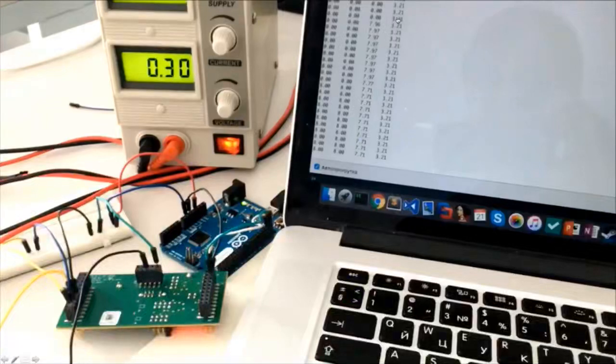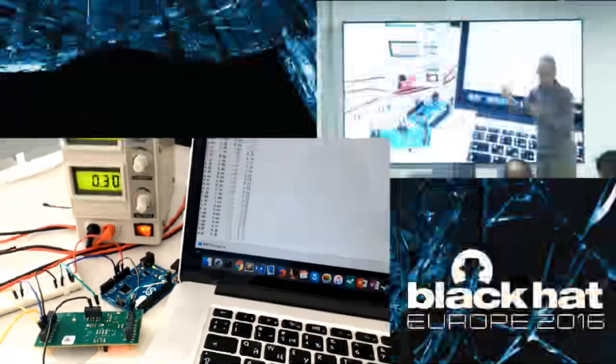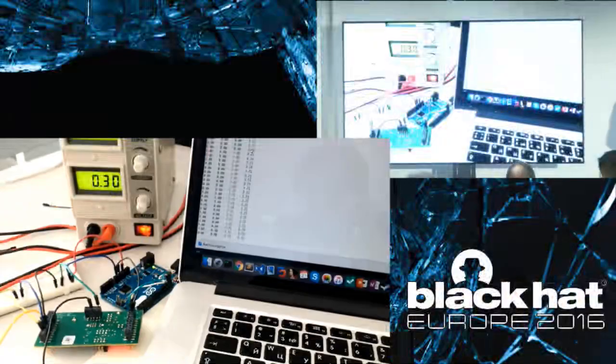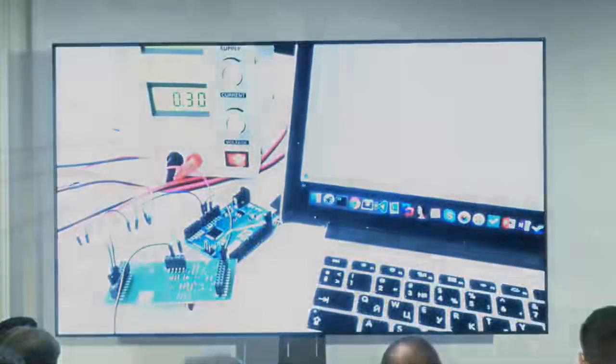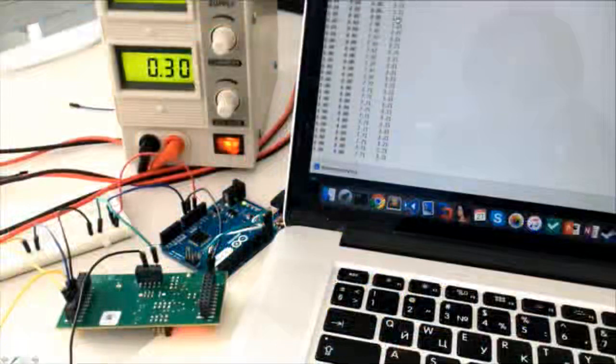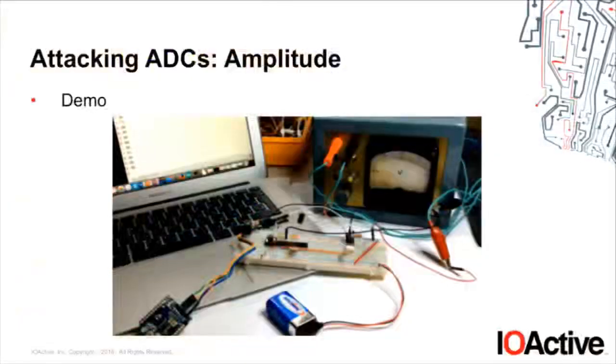But once we reach the negative 300 millivolts level, we see that in the other two channels, we are getting readings that are not actually there. The funny thing is that using just one channel, we were able to affect the readings from other channels. So that's one of the attacks that you can have with these ADCs.